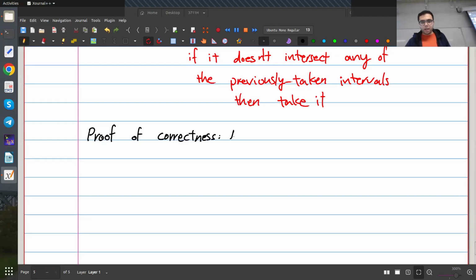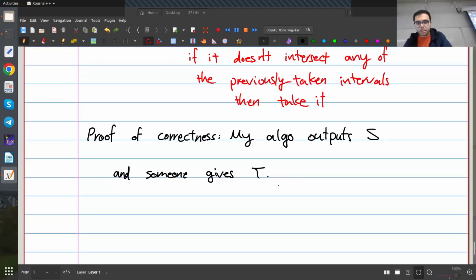Let's say my algorithm outputs some set. It outputs S. It says take all the intervals in S. And someone else gives me T, a different solution. And this is a solution as well, meaning that they don't intersect. I want to prove that the size of S is greater than or equal to the size of T. So I'm taking at least as many intervals as any other algorithm could take. Okay.